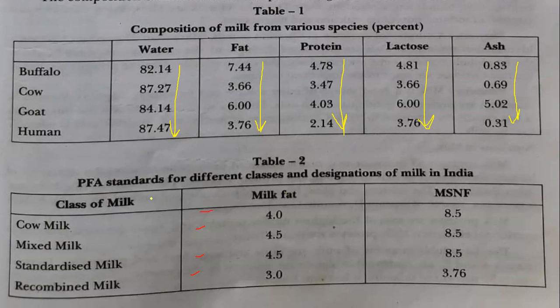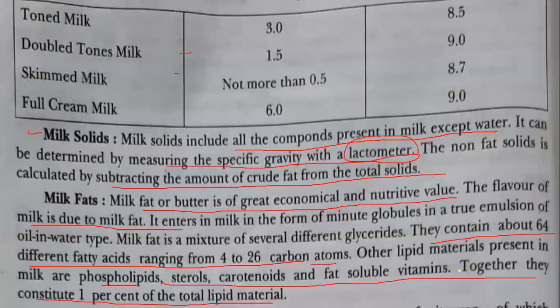PFA standards for different classes and designations of milk in India. These are the PFA standards: cow milk, mixed milk, standardized milk, and recombined milk. These are the conditions that need to be maintained according to these standards. Then toned milk is there, double toned milk is there, skim milk is there, full cream milk is there.